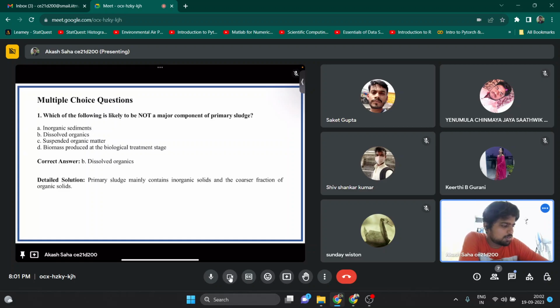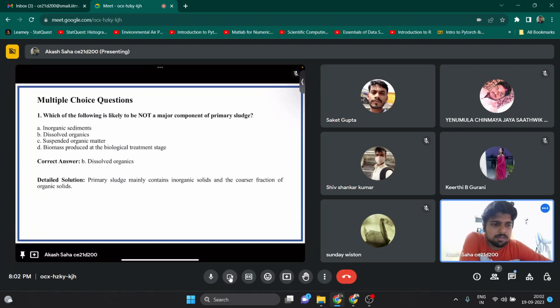So basically, the answer given here is dissolved organics, because dissolved organics will definitely not be a part of primary sludge. Biomass produced in the biological treatment system should also be an answer. I don't know why they have not taken it as the answer, but I think biomass should not be there. But maybe some part of biodegradable matter which is produced in the system from the earlier portion is considered.